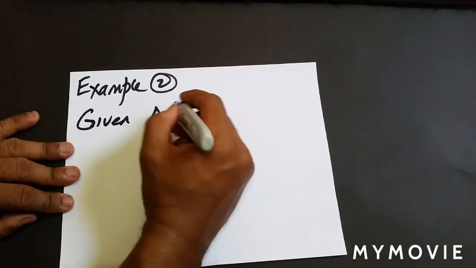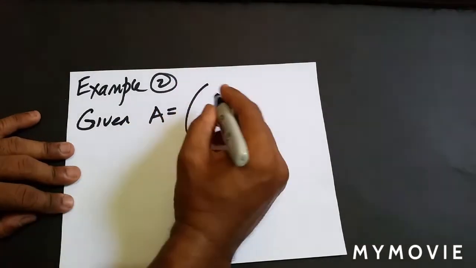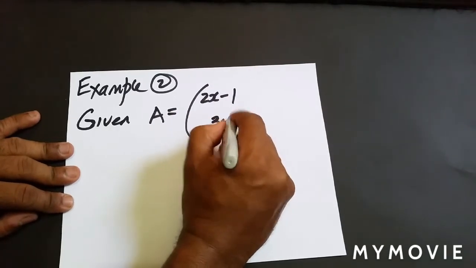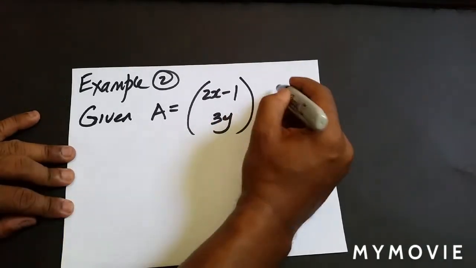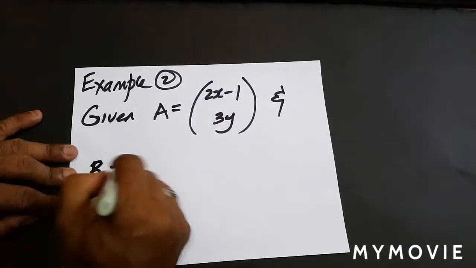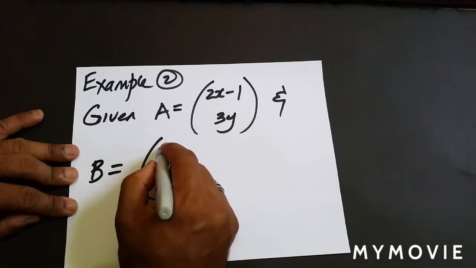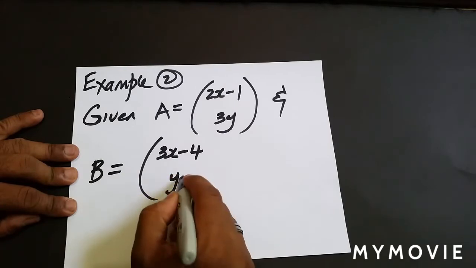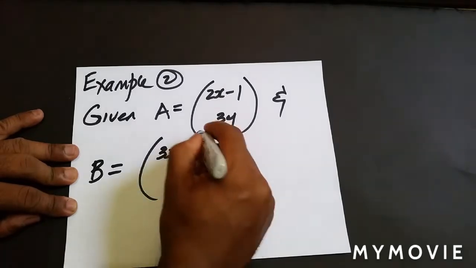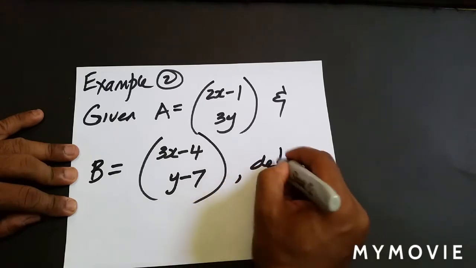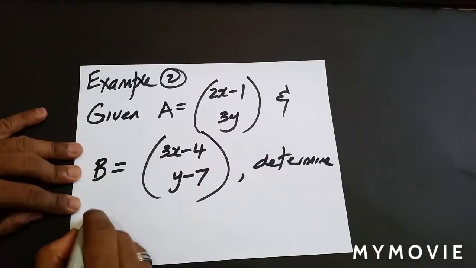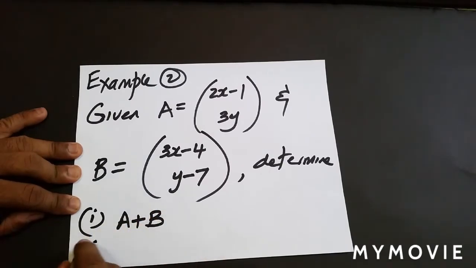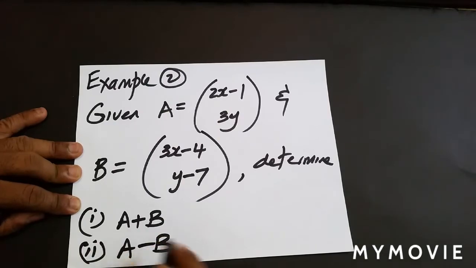Given A equals 2x minus 1 and 3y, and B is equal to 3x minus 4 and y minus 7. Determine 1, A plus B, and 2, A minus B.